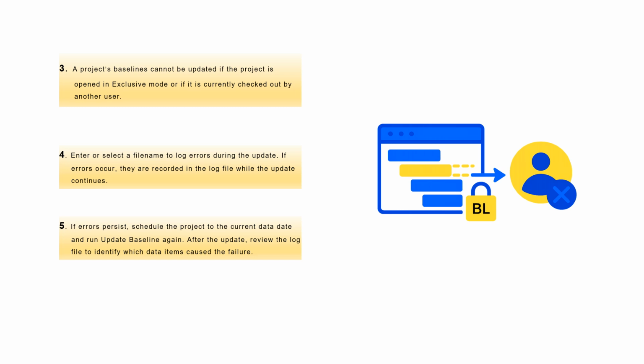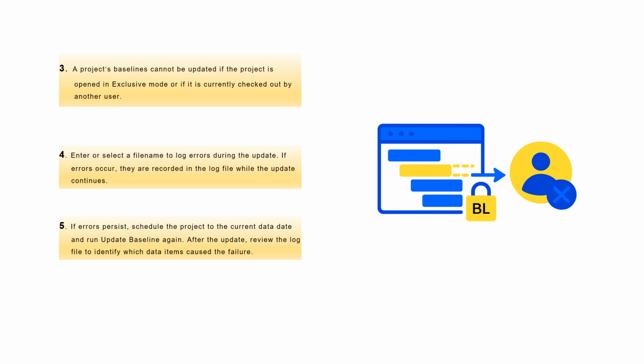3. A project's baselines cannot be updated if the project is opened in exclusive mode or if it is currently checked out by another user. 4. Enter or select a file name to log errors during the update. If errors occur, they are recorded in the log file while the update continues.